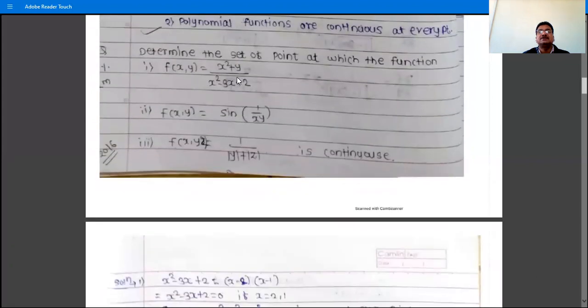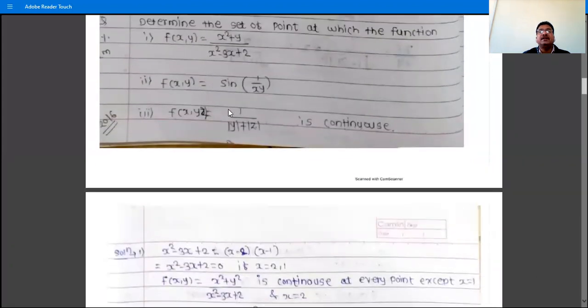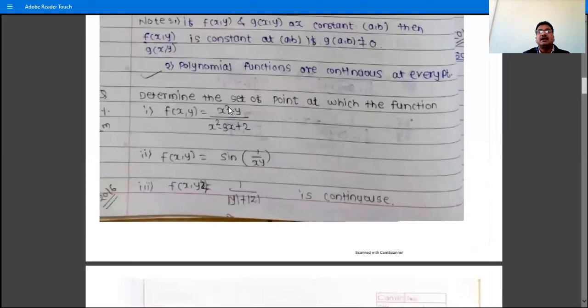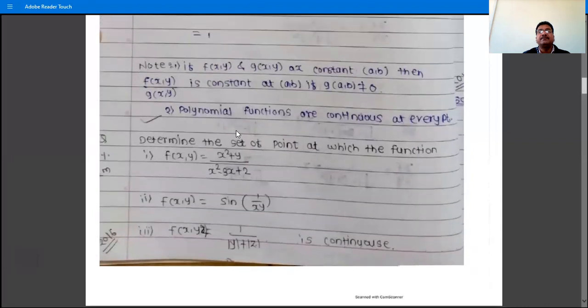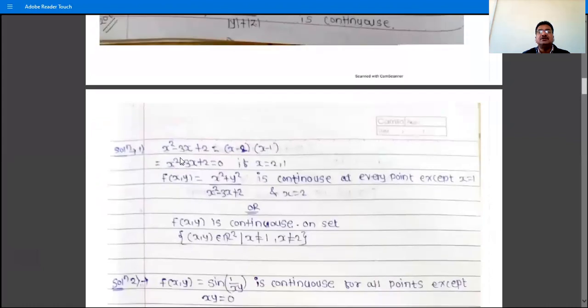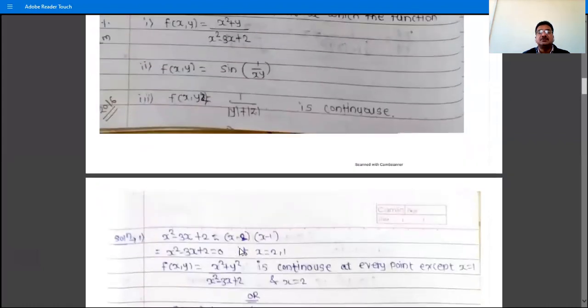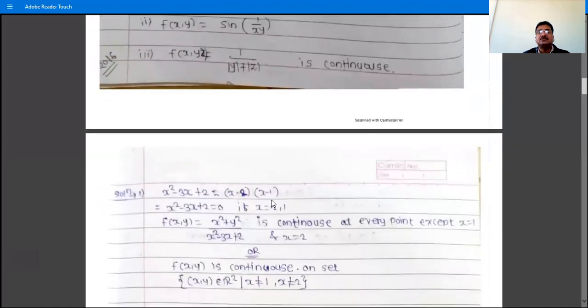Okay, so the answer for the first function. x squared plus y squared is a polynomial function, so it's continuous everywhere. x squared minus 3x plus 2 is a polynomial function, so by using this note, it is continuous everywhere. But their division is continuous only if the denominator is not equal to 0 at that point. So when the denominator is 0, x squared minus 3x plus 2, what are the factors? x minus 2, x minus 1.